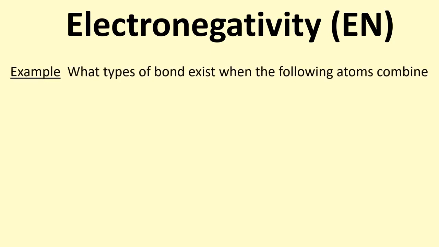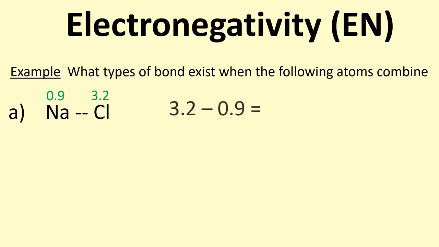What type of bond exists when the following atoms combine? A, NaCl. If I give you this one, you're looking at it and you're like, okay, it's a metal and a non-metal, it's obviously ionic, but now we can go ahead and prove it. You go to your periodic table, look up the EN for sodium, and it's 0.9. You do the same for chlorine. It's 3.2. So we're going to subtract those two values. Our answer should be 2.3. If you go back to our number line, it's going to solidly place us in the ionic range, and we've confirmed that sodium chloride is in fact ionic. Not that interesting.